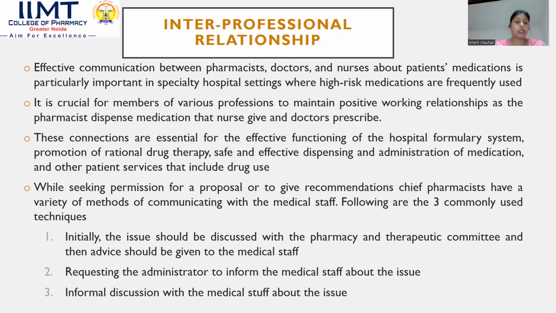Next is seeking permission for a proposal or to give recommendations. Chief pharmacists have a variety of methods of communicating with the medical staff. And now here you can see the role of the chief pharmacist, which is initially the issue should be discussed with the pharmacy and therapeutic committee, and then advice should be given to the medical staff. Next, requesting the administrator to inform the medical staff about the issue, informal discussion with the medical staff about the issue.